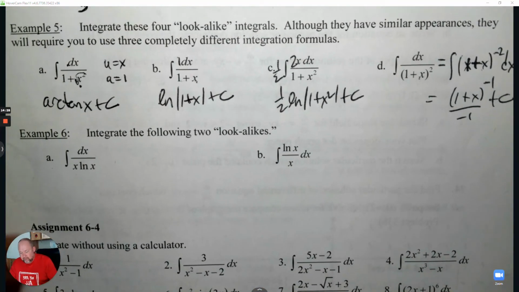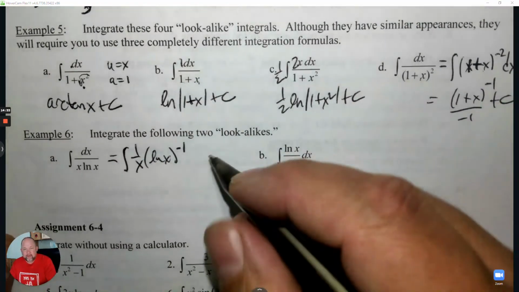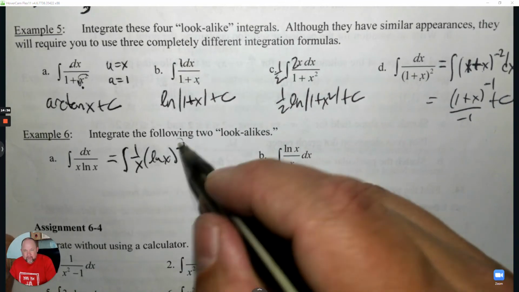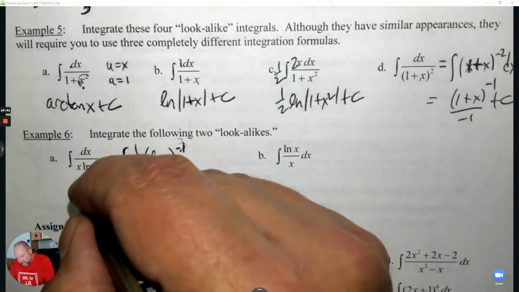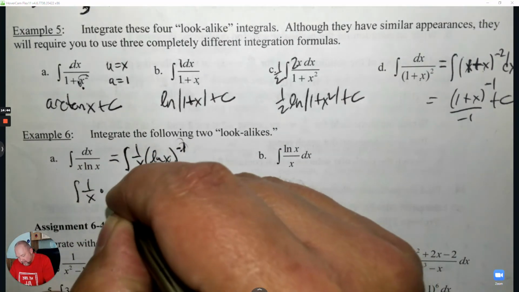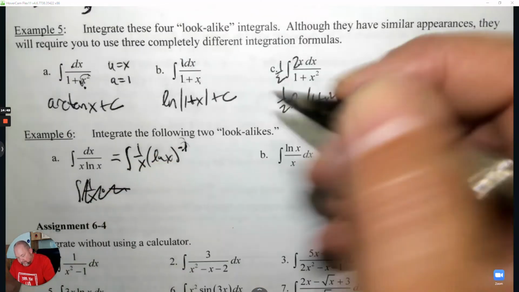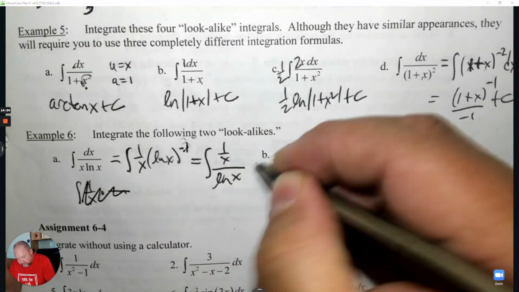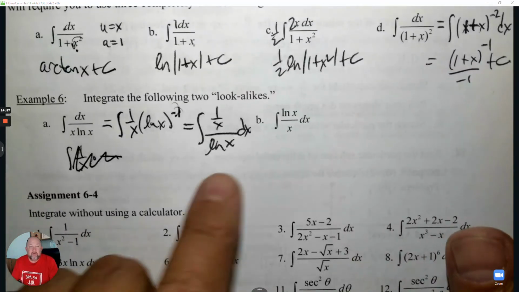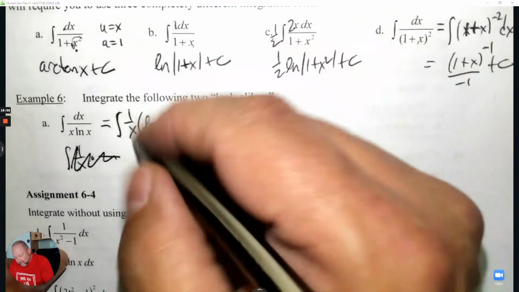All right, integrate the following two lookalikes. So this is 1 over x and then ln x to the negative 1. Now, when I integrate this, it'll give me 0. So this is what's really happening. Let me rewrite this. Let me write it this way. So I'm going to rewrite 1 over x in the numerator so you can really see it. So if I write it this way, 1 over x in the numerator, the derivative of the bottom matches the top. This is a logarithm logarithm plus c.